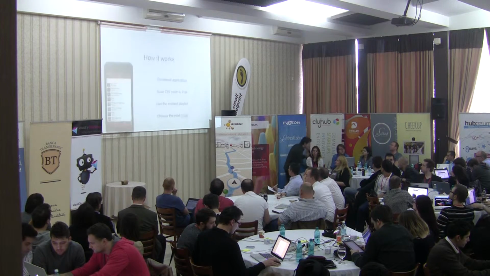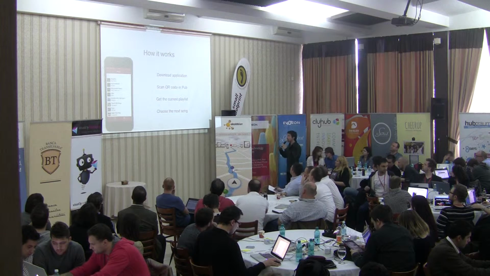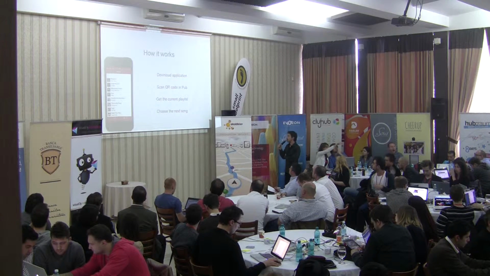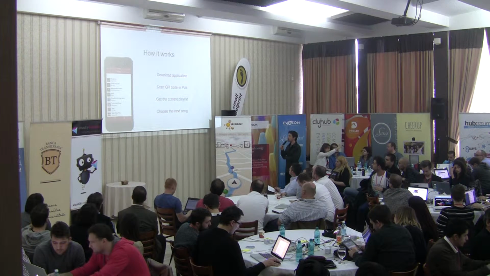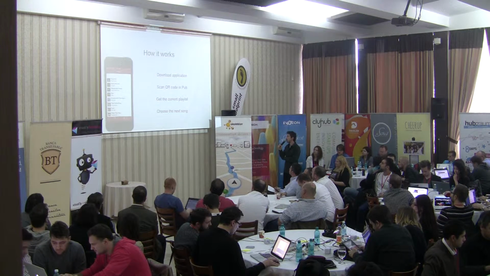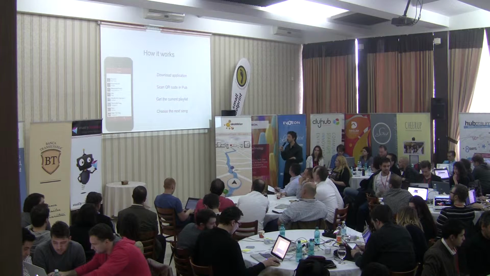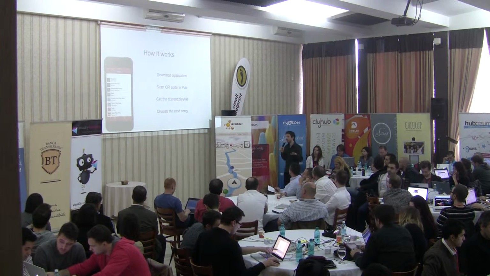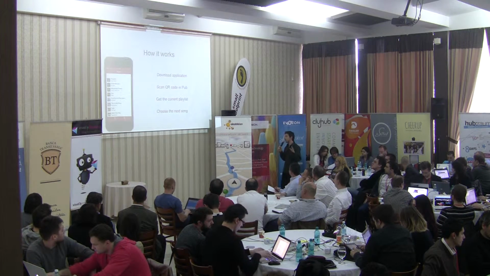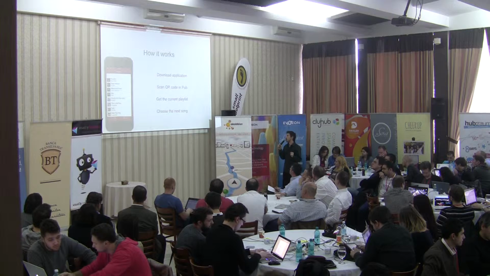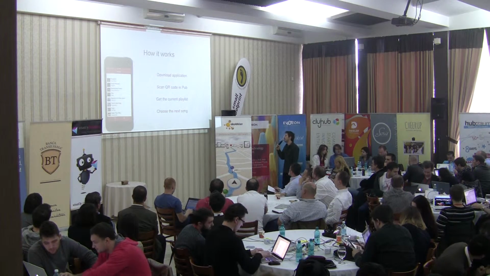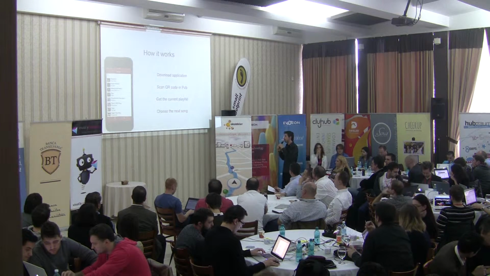All right, how does it work? Let's say I want to go to a pub which I know has this special application. I can download the application. Each pub will have a QR code, and I will scan this code. Once I have this code, my application will know what pub I'm in. Then I will be presented with the current playlist, and I will choose the next song to be played.